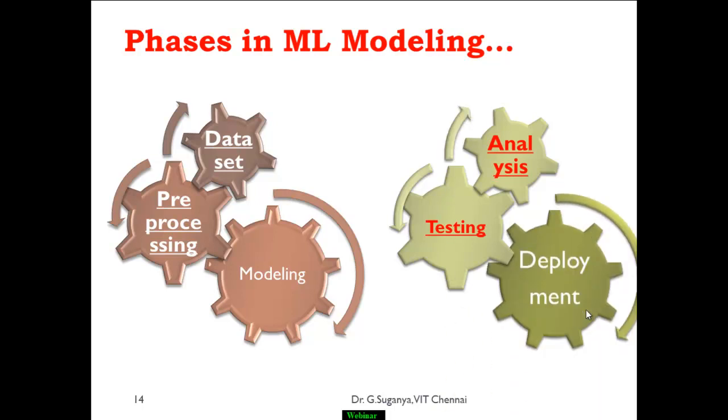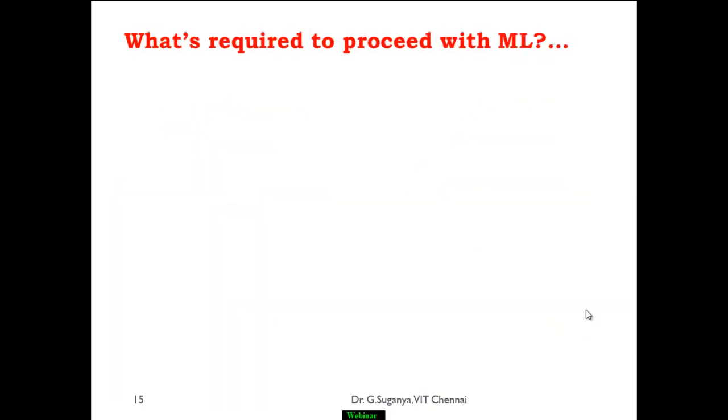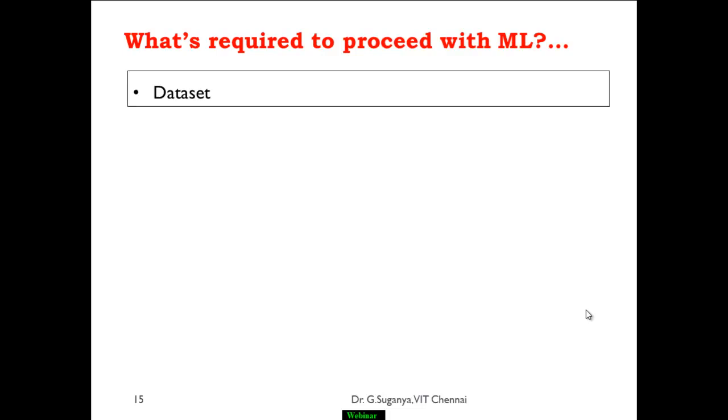Finally, once it is done, you can deploy it to your client side. So these are all the phases in ML modeling. And what's required to proceed with ML? Now I hope you would have understood what a data set means, why the pre-processing needs to be done, and what the different phases associated with ML are, right? So what's required to proceed further? You should have a data set. If somebody tells you that I don't have data, you don't have business with him. It's ruled out at that point. A data set is a must to proceed with ML.